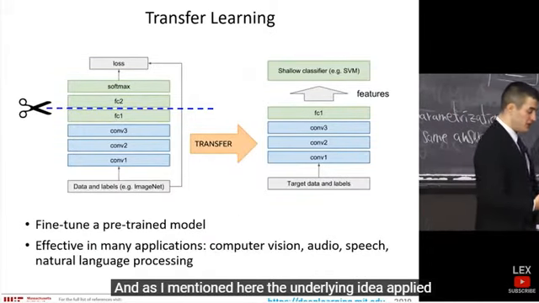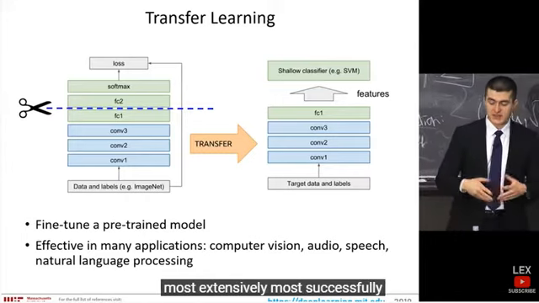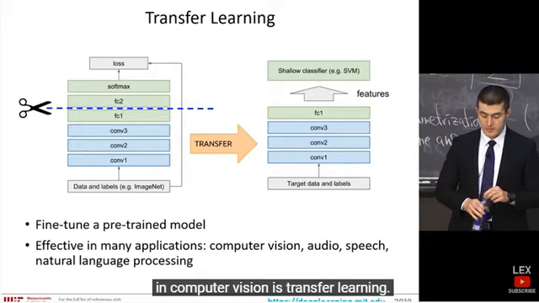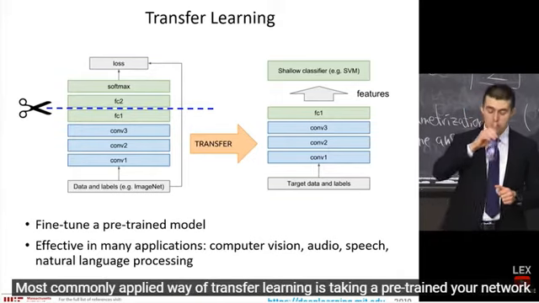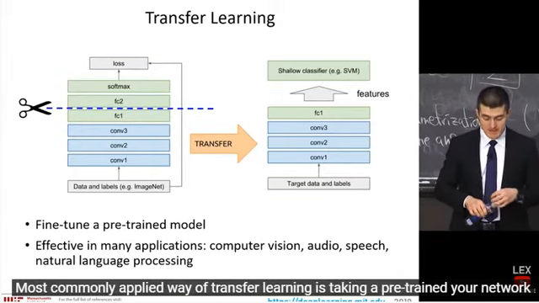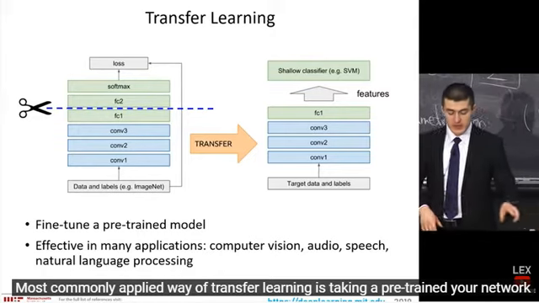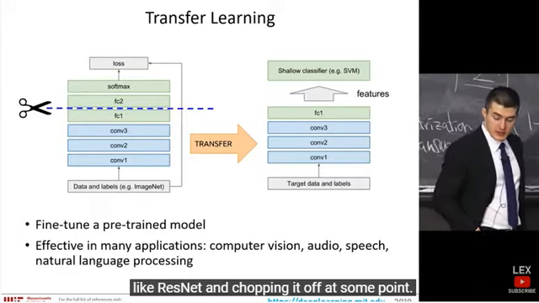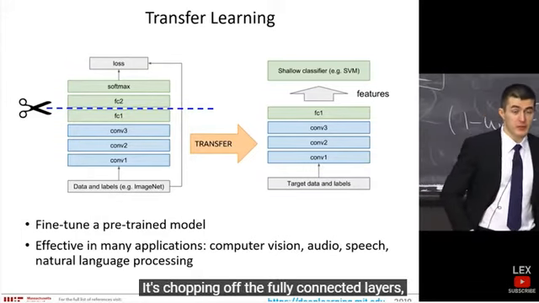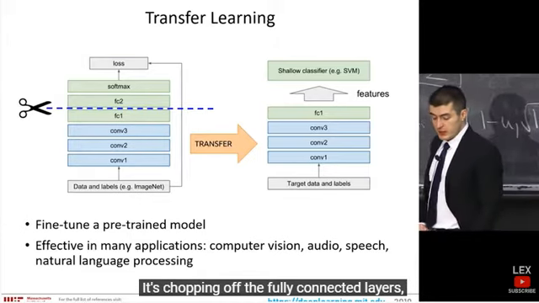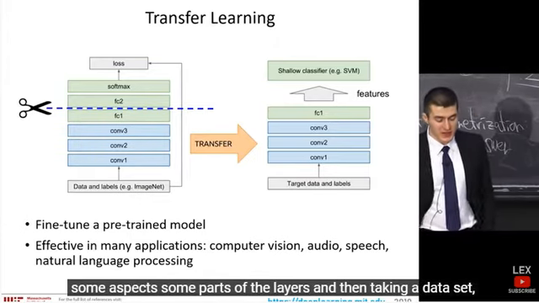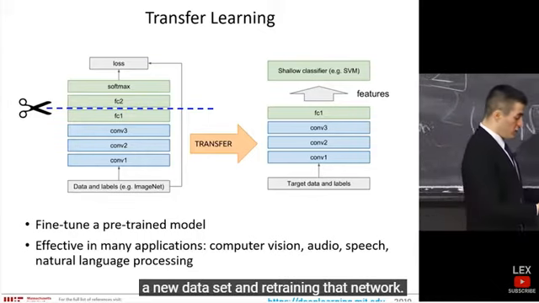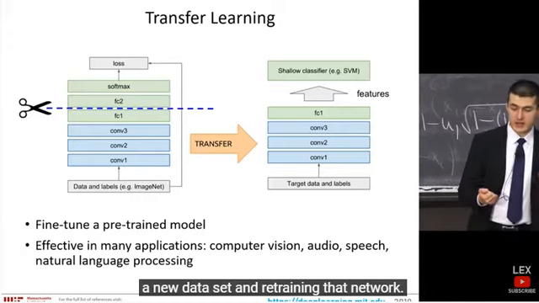And as I mentioned here, the underlying idea applied most extensively, most successfully in computer vision is transfer learning. The most commonly applied way of transfer learning is taking a pre-trained neural network like ResNet and chopping it off at some point. It's chopping off the fully connected layers, some parts of the layers, and then taking a new data set and retraining that network.